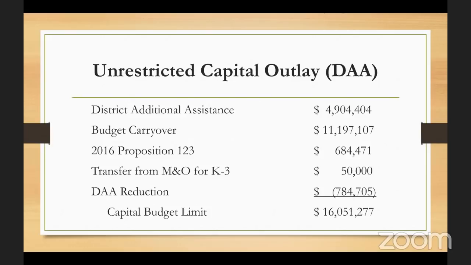So based on the formula, we'd have just under 5 million in district additional assistance, carrying over around $11 million. In 2016, the voters of Arizona passed Proposition 123, which was a settlement for the capital lawsuit that several districts in Arizona filed against the state of Arizona. And in that proposition, it allowed for 10 years of additional funding to make up for the years that we did not receive the amount we should have. So for this current school year, it'll be around $680,000. And that, again, we're in year 6, so we'll have that for 4 more years, and then that will drop off.